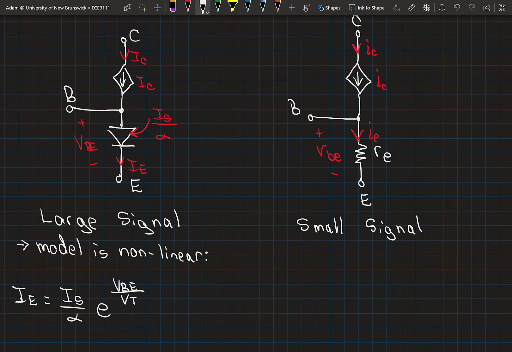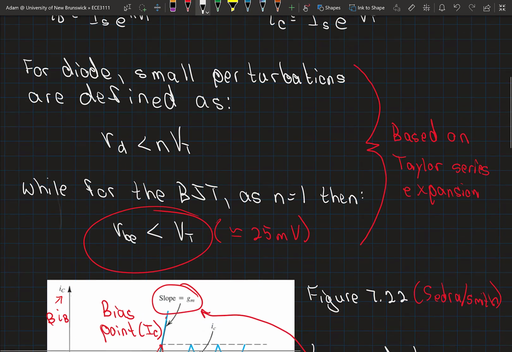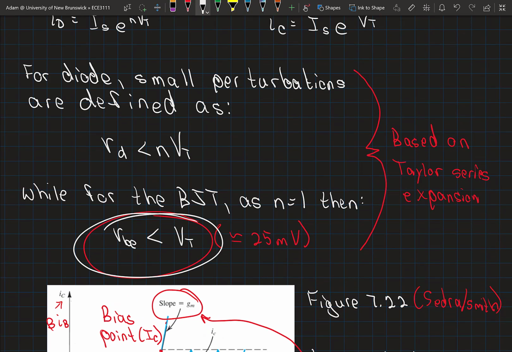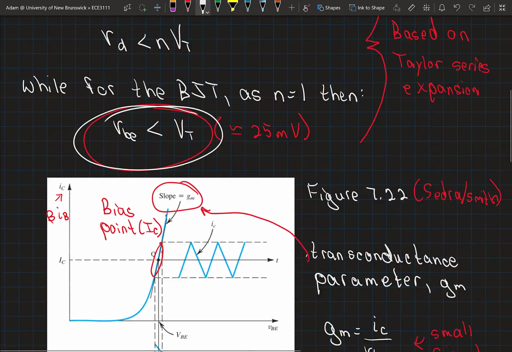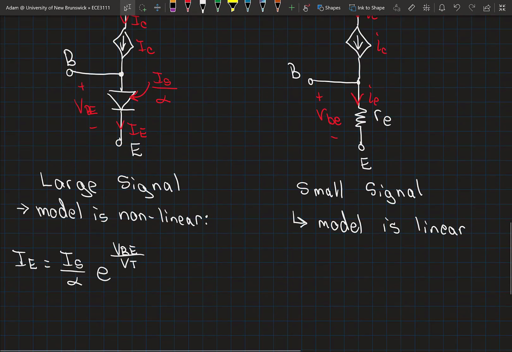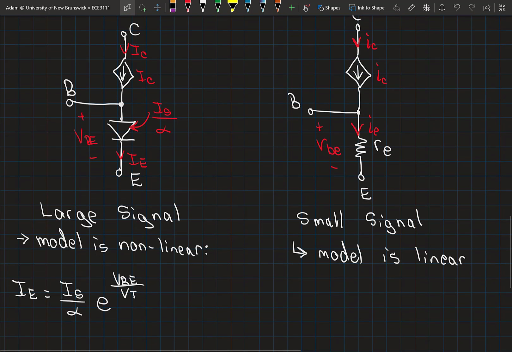As shown in this expression for emitter current, but our small signal model is linear, and we can treat it as linear as long as our small signals adhere to what we've defined here earlier. The VBE values are less than our thermal voltage, similar to what we did for our diodes before.